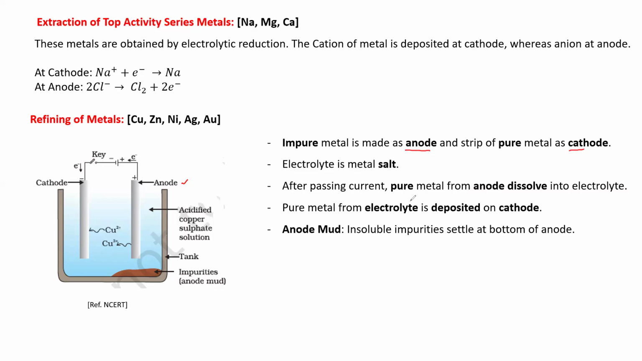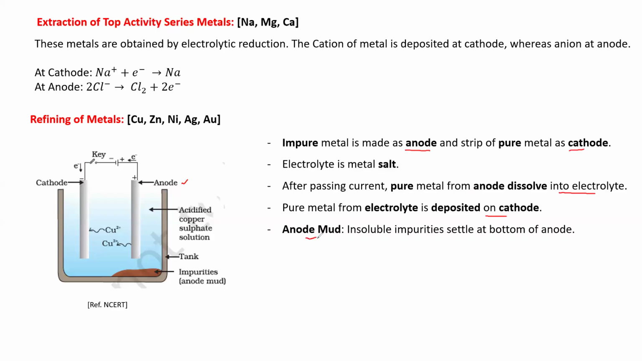So when current passes, the pure metal from the anode is going to dissolve into the electrolyte. Impure metal is at the anode, and from the impurity, the pure metal will dissolve into the electrolyte. And finally, from the electrolyte, the same equivalent pure metal is deposited on the cathode. So first anode to electrolyte, next electrolyte to cathode.